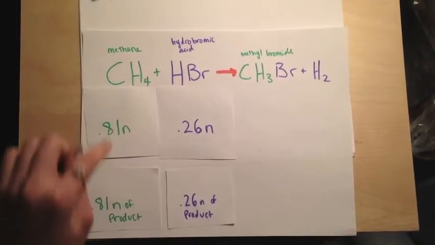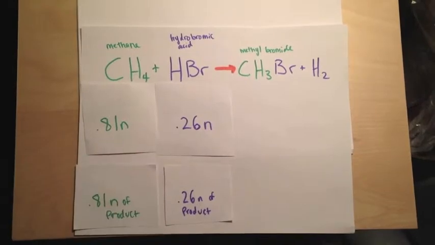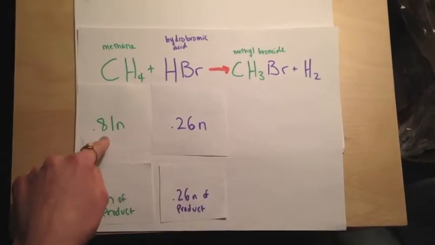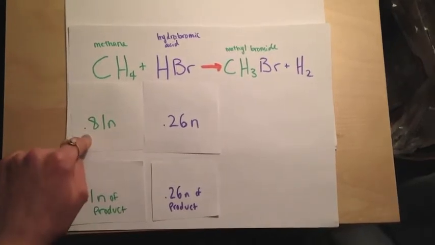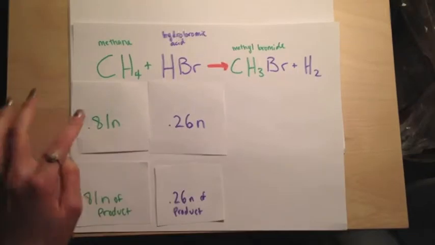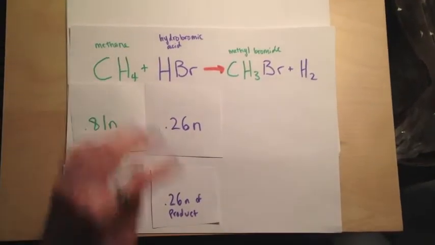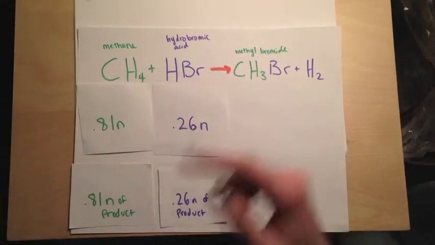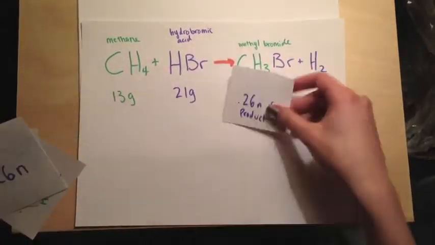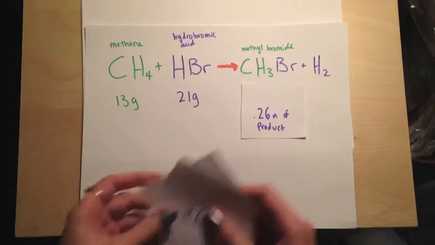0.81 moles of the methane would be able to make 0.81 moles of the product if it was fully reacted. However, we have less hydrobromic acid than methane, so it's not going to fully react. And we're actually only going to be able to make 0.26 moles of the product. Since there's so much more methane than hydrobromic acid, we can assume that the HBr will be able to fully react, and that we can get these 0.26 moles of product.